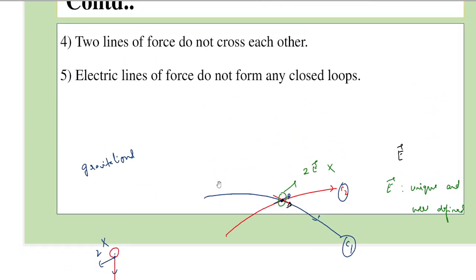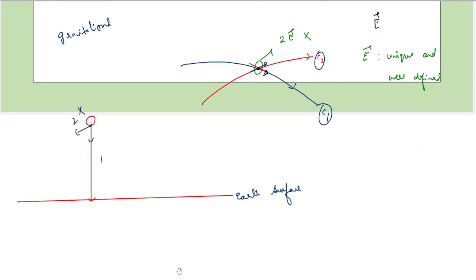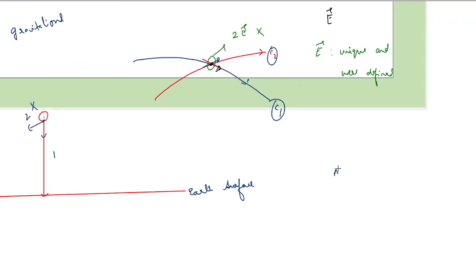That's the fourth point. Fifth point is electric lines of force do not form any closed loops. Now a loop means, for example, think that we start from a point A and then we take some path to go to point B. So we start from point A and go to point B like this. And if we come back from B to A in some other path or the same path, this is called a loop. So a loop would mean starting from one point and coming to the same point.